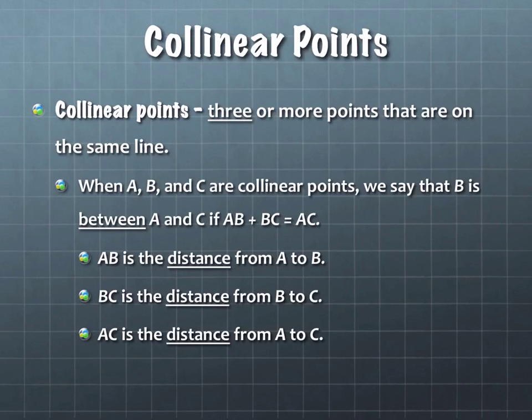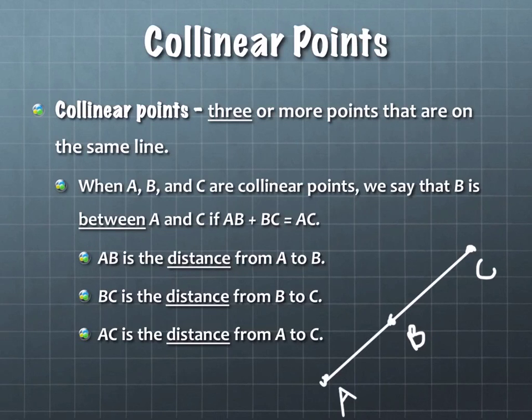So we have 3 points that are on the same line. If A, B, and C are collinear, we would say that B is between A and C if AB plus BC equals AC. So visually, we're talking about a picture that looks something like this. So here's A. Here's B, because it said it was the one that was between, and here is C.